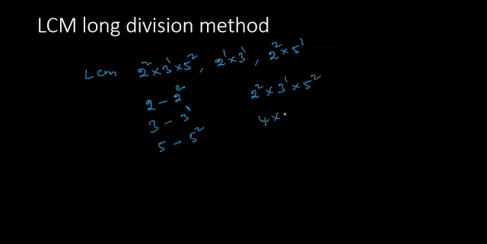2 squared is 4, 3 to the power of 1 is 3, 5 squared is 25. Now you can see that 4 into 25 is 100, 100 into 3 is 300. So the answer is 300, the LCM for this. Okay. So that's about this concept.